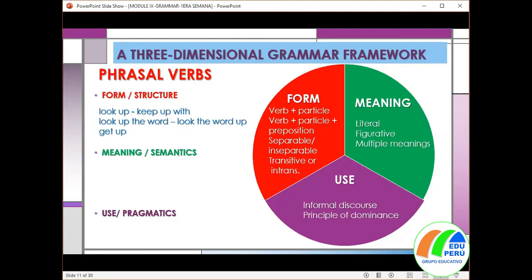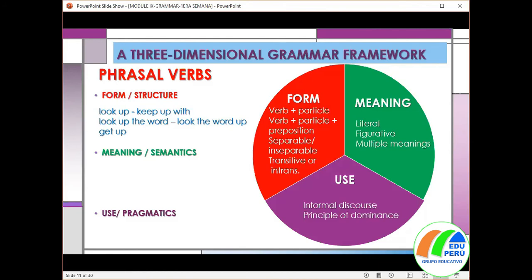Now, when we say separable and inseparable, for example, this phrasal verb is separable. So you could write this, look up the word, or you could say, look the word up. Notice you can separate these two parts, no? You can write it together, look up the word, but you could write it also separated, look the word up. You don't change the meaning here. Notice, be careful. If you separate, do we change the meaning? No, the meaning is the same. So it means that this verb can be separated.